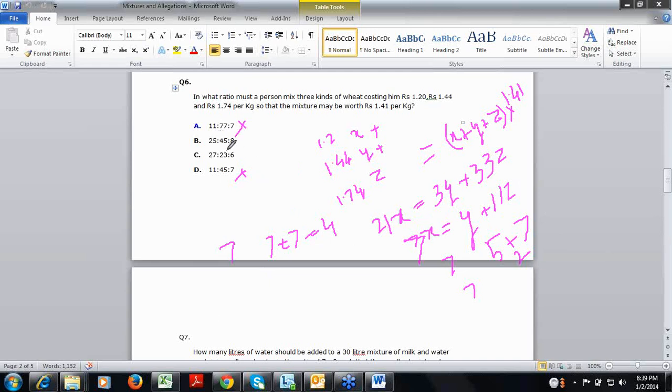Option B, 5, 25. So what will be the unit digit? 5. Here it is unit digit 5 and here unit digit is 8. So unit digit of RHS will be what? 3. So can that be the option? No. So we are left with one option, C. We'll go ahead and mark option C.